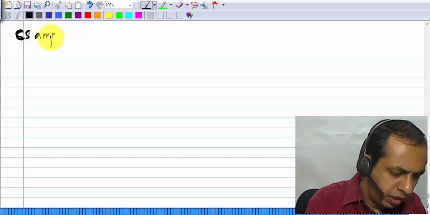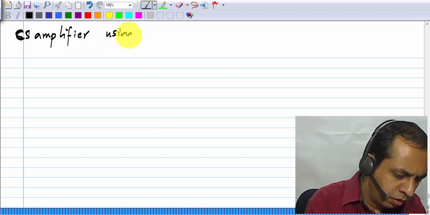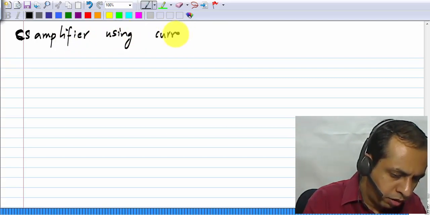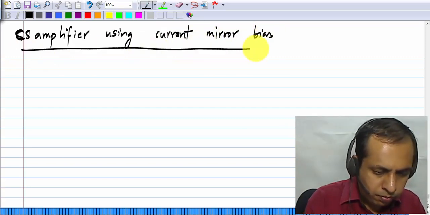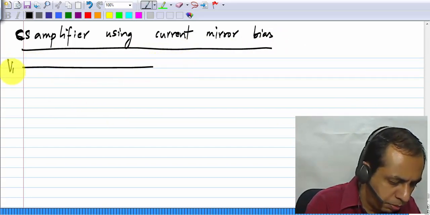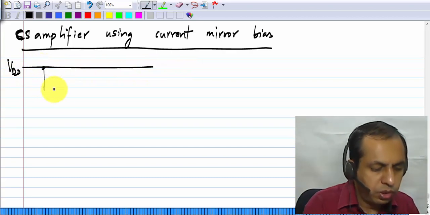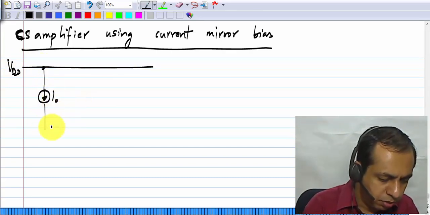So we will realize the common source amplifier using current mirror bias. Now what is the current mirror bias? This upper line is assumed to be the supply voltage VDD. I have not shown it always or explicitly pointed to it when I felt it was not necessary, but now I will show that.